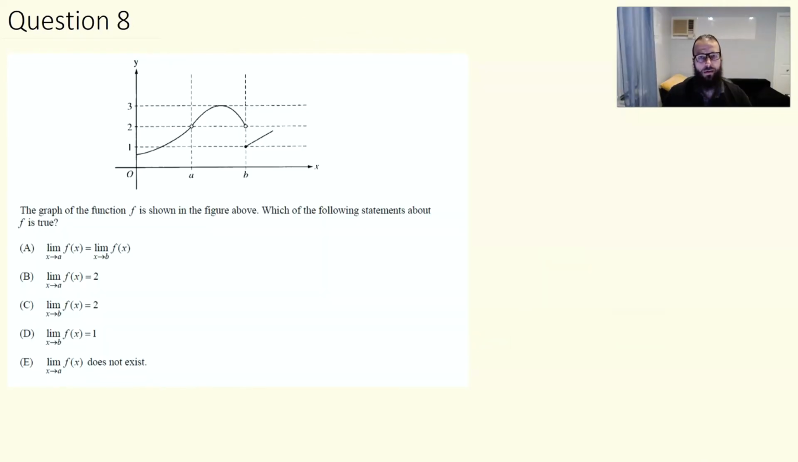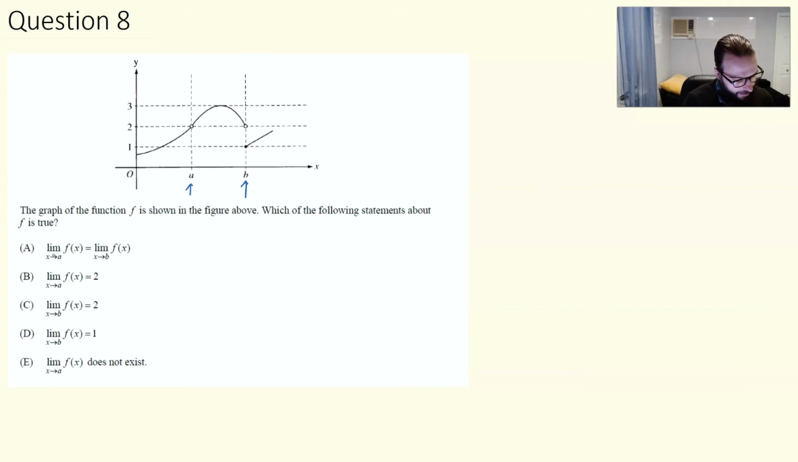This is question number 8 on our Chapter 1 Limits quiz, and this is kind of a graphical question. So the graph of the function f is shown in the figure above. Which of the following statements about f is true? So we've got a, and we've got b. Those are our two x values. So we have to go through these one answer choice at a time.